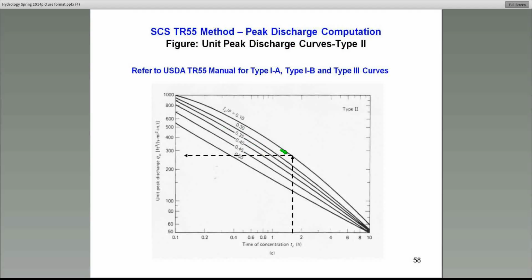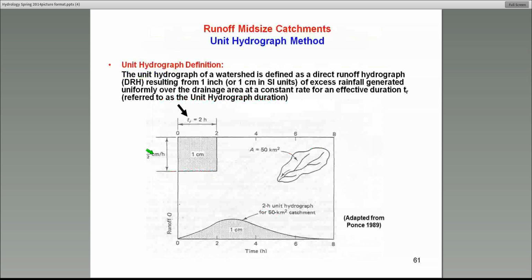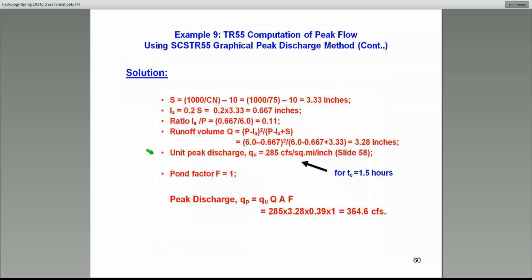The IA over P ratio is close to this curve. The swing over, the one shown here in my black dashed lines, is about 285 CFS right there. Okay. So that is, by the way, CFS per inch per square mile. So therefore, if you multiply by the area, etc., you should get the peak flow in CFS. All right. Up to this point, I've reviewed basically the rational method and the SCS method, both of these methods. Let me see if I can take this question.